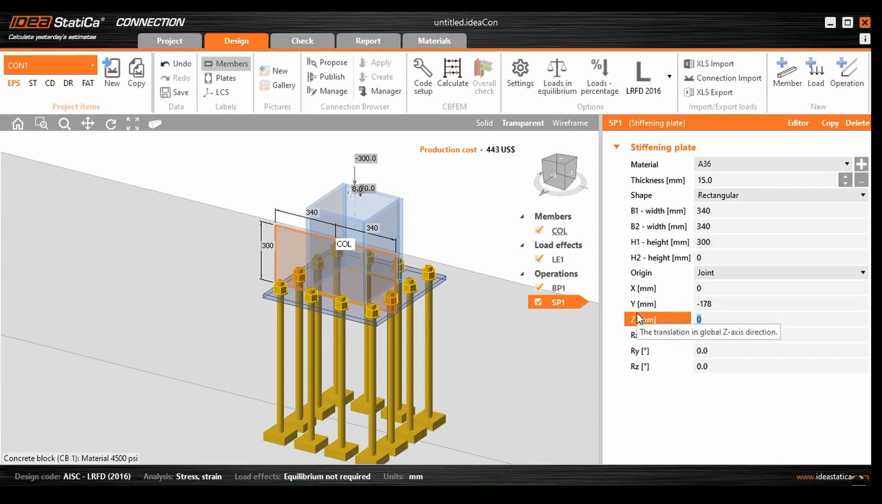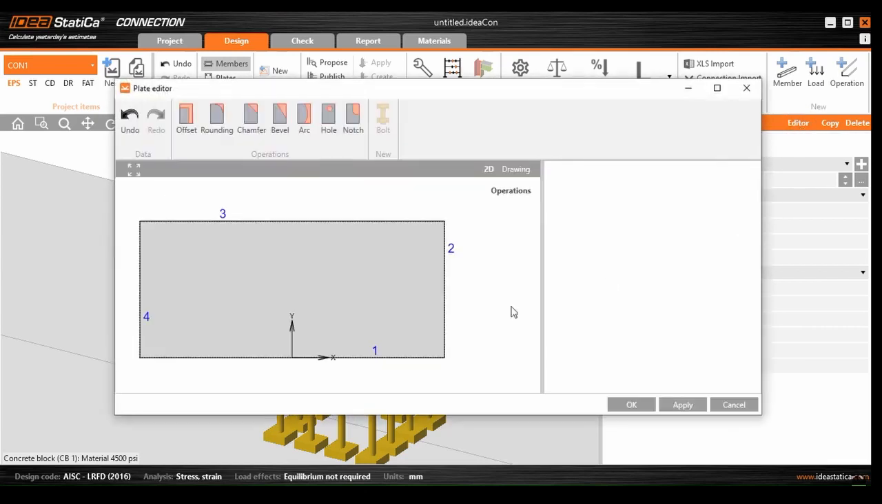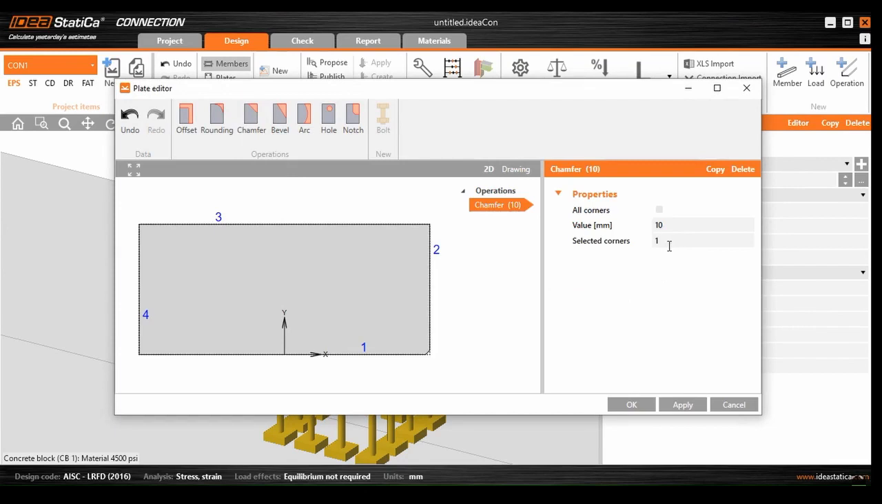Now I want to modify the shape of the plate. Go to the editor, click on chamfer. On the right side, select the corner and then change the value to what extent you want the corner to be cut. So I choose 50. I select corner 2 and then I click on apply. Another chamfer, corner 3 and value is 50. Okay, then I click on apply and then press on OK.